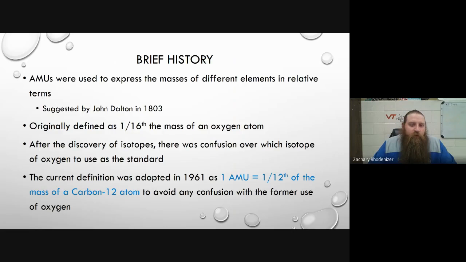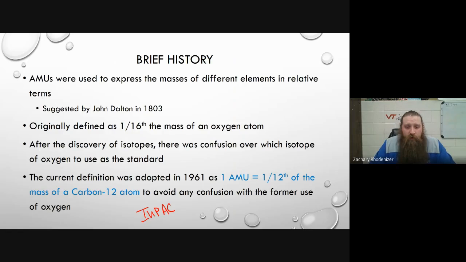Since isotopes have different numbers of neutrons in the nucleus, that can change the mass of a single atom of an element ever so slightly. And this led to confusion over which isotope of oxygen they were supposed to use as the standard. In 1961, IUPAC, the International Union of Pure and Applied Chemistry, they're like the people in charge of chemistry as a discipline, met, and in order to get rid of the confusion, they decided to redefine what an AMU was.